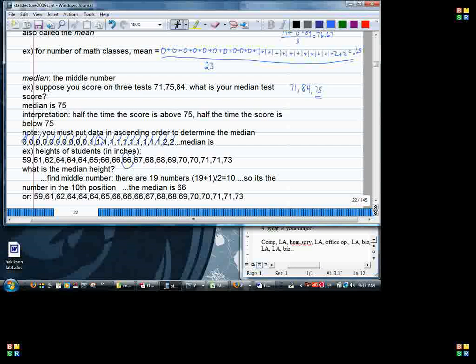You always add 1. And so, of course, what if you have an even number of numbers? Suppose you had 20 numbers. You would get 20 plus 1 would be 21 divided by 2 would be 10.5. So what do you do with that? How do you find the median? 10.5 means you're between the 10th number and the 11th number. So you take those two numbers and take the average.